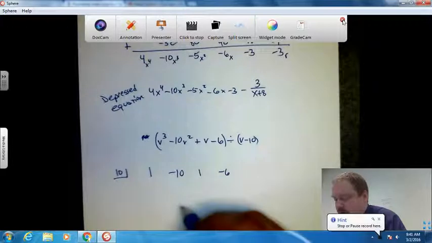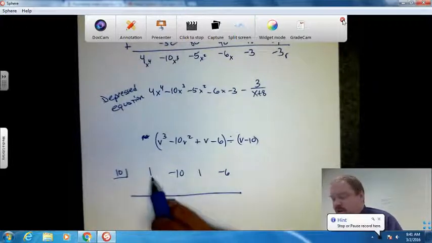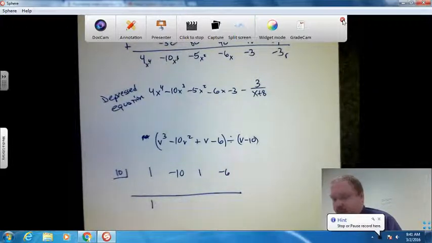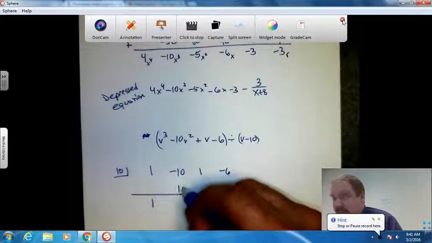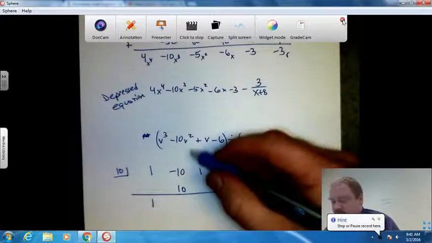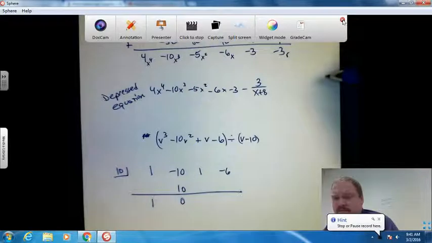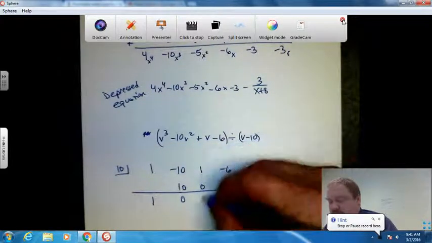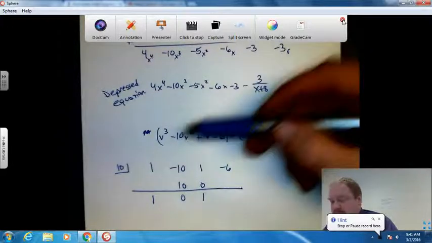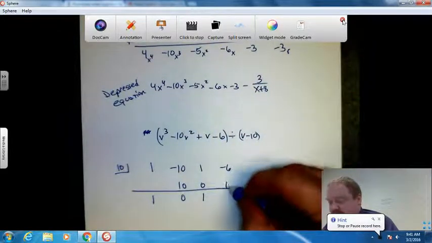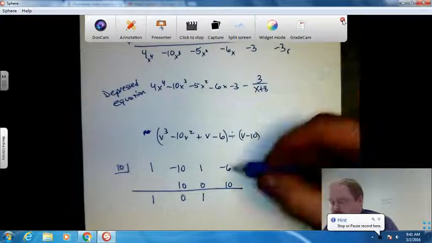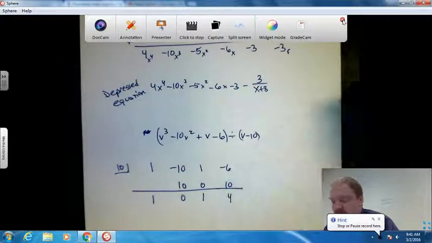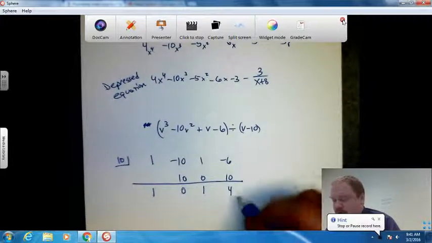Okay. So, I bring down the first number. Okay. 10 times 1 is 10. Okay. Add straight down, that gives me 0. 10 times 0 is 0. Add straight down, that gives me 1. 10 times 1 is 10. Add straight down, this gives me 4. So I have a remainder of 4.